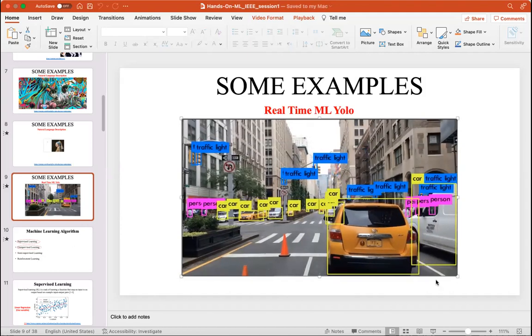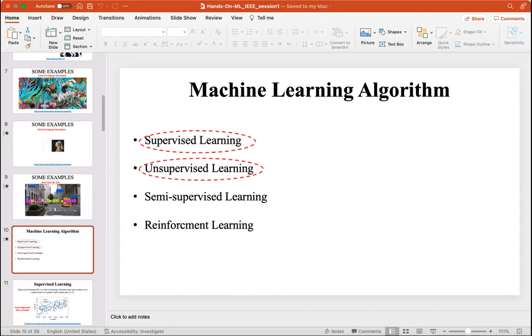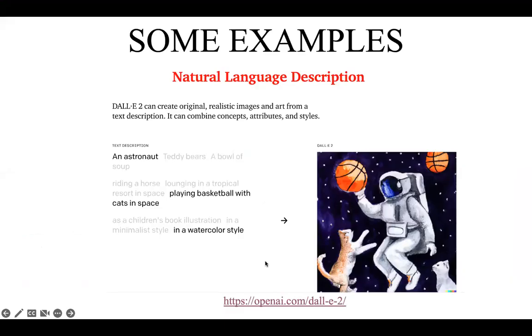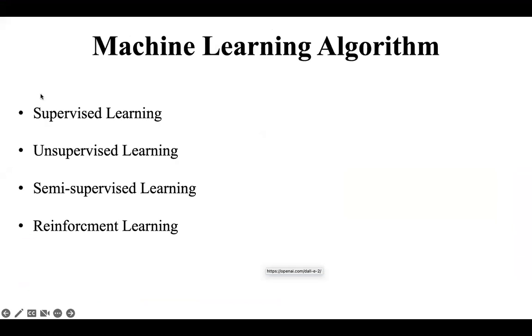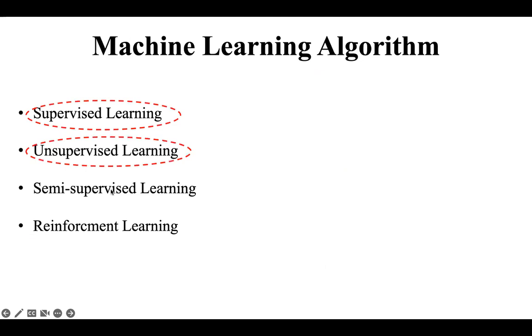Usually people classify machine learning models into four categories. One of them is called supervised learning, the other is unsupervised learning, the third is semi-supervised learning, and the last is reinforcement learning. In these three sessions, we are going to focus on the first and the second.